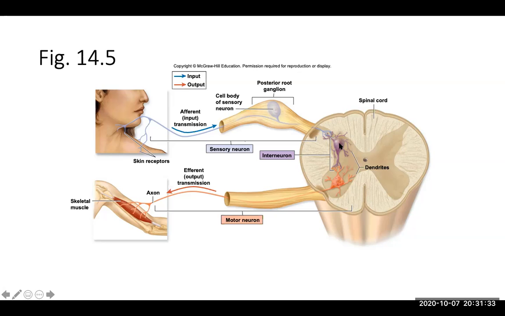And then the interneuron will pass along that signal to a motor neuron. And the motor neuron will take the effect or the response through an effector or efferent transmission to the axon. And eventually, this is going to a skeletal muscle. So let's say this woman felt some pain, her skin receptors felt pain, and then that response told her arm muscle to move to try to get away from that pain.